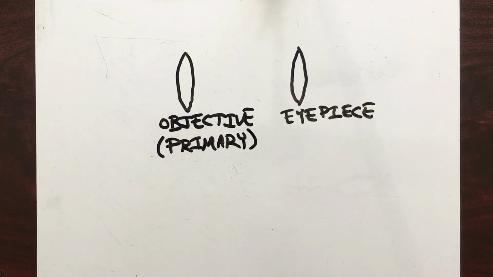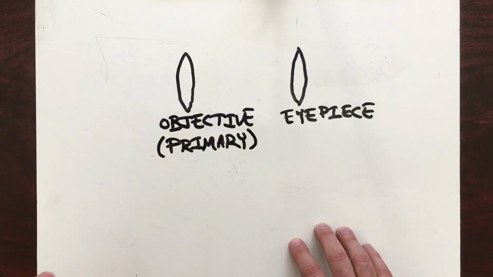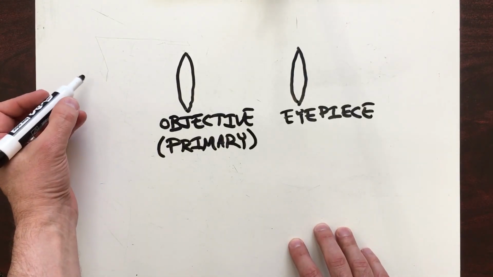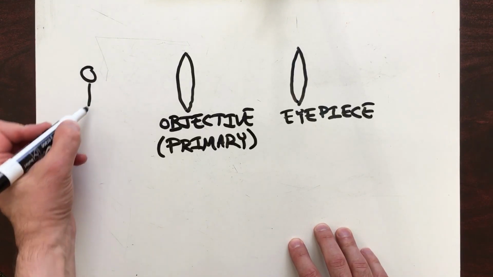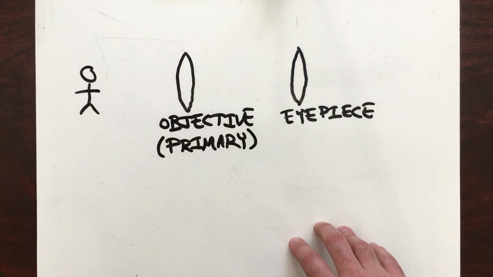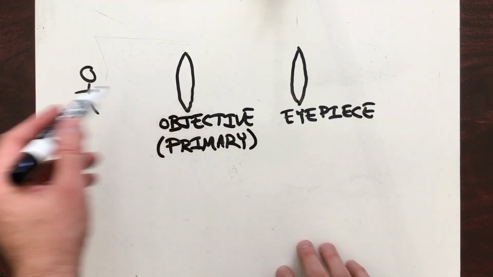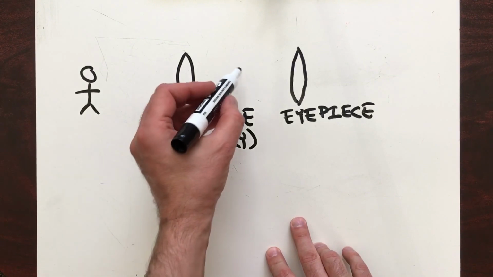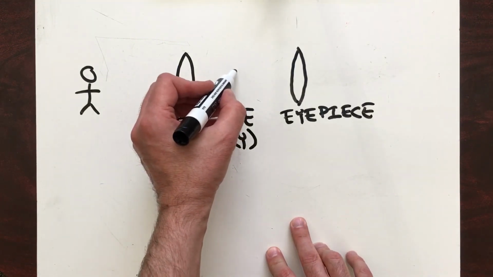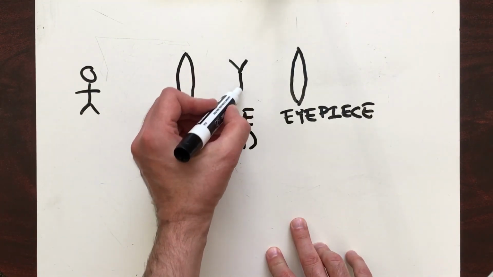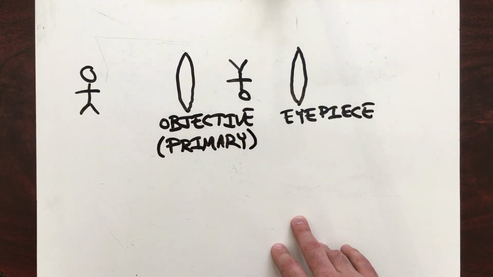Now, obviously we're using a telescope to look at something. Generally it's something far away, but I'm just going to pretend that we're looking at some person that is some distance away. And the light from that person is going to pass through the objective, and an image, a real image, is going to be created by the objective.